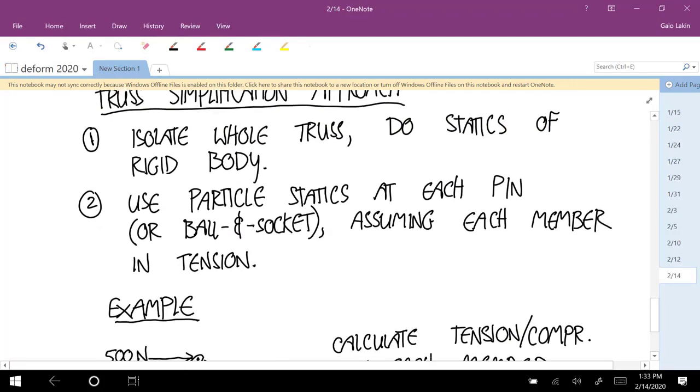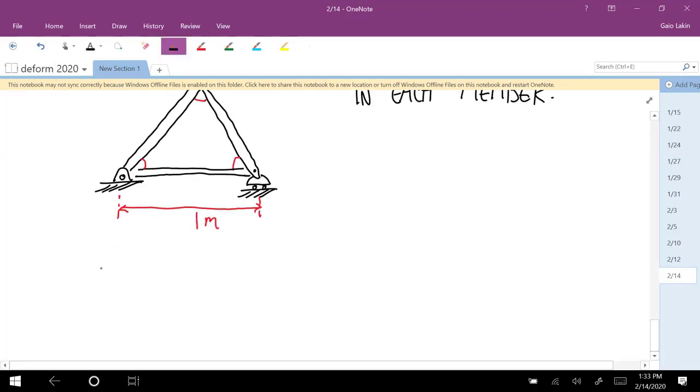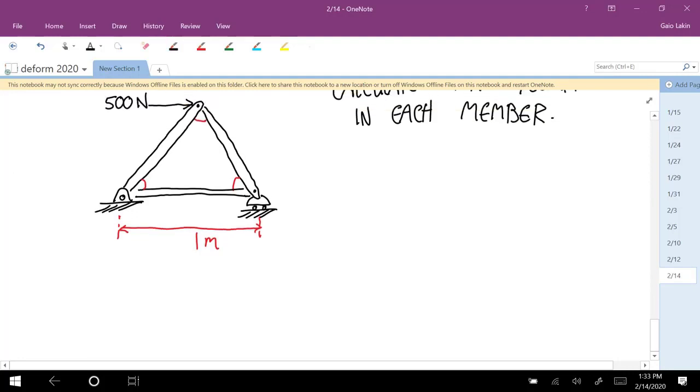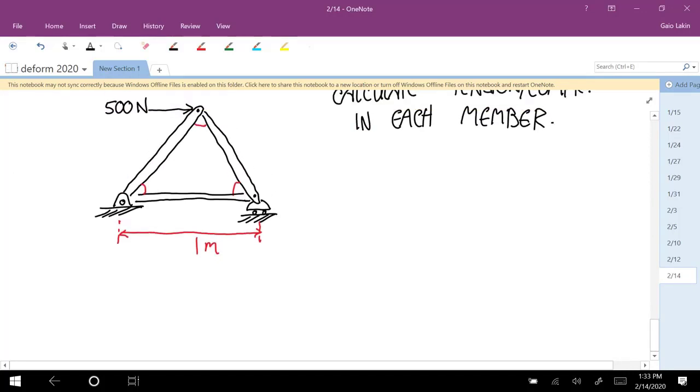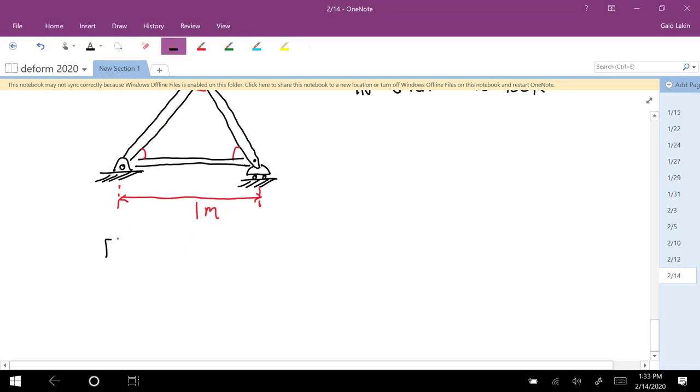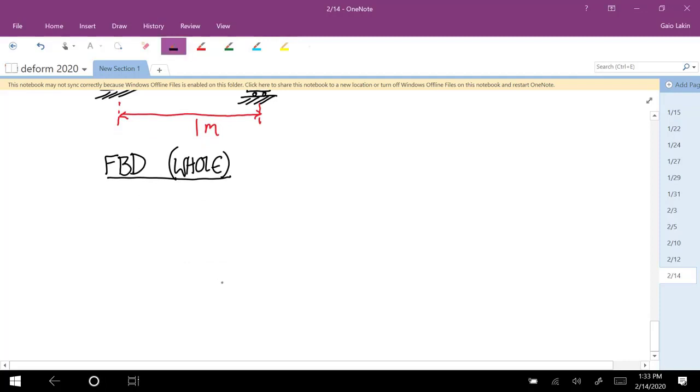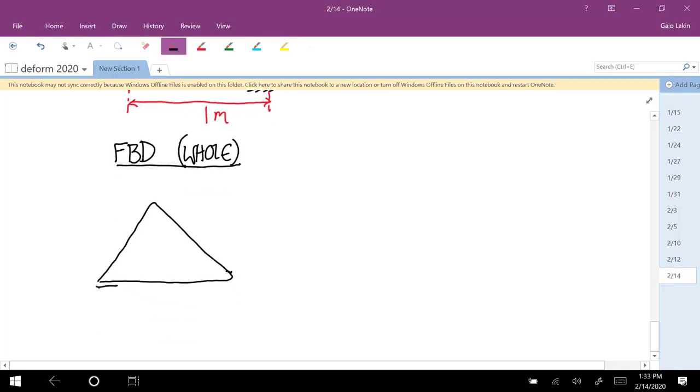All right, so let's just go through this. It's 2 steps. Let's do them in that order. So the first step is we're going to treat the whole thing as a rigid body and try to calculate the external loads. So free body diagram of the whole thing. We have a pin joint over here. I'll call that force RA. And we have a roller here. I'll call that RB. That's a known direction. And then we have this horizontal force of 500.